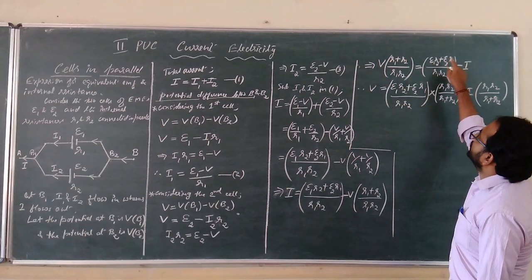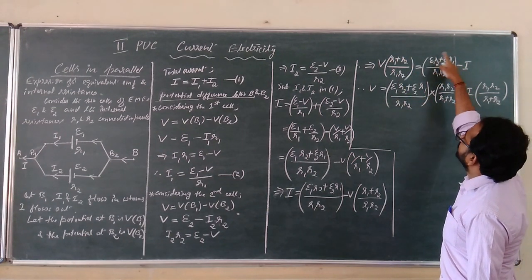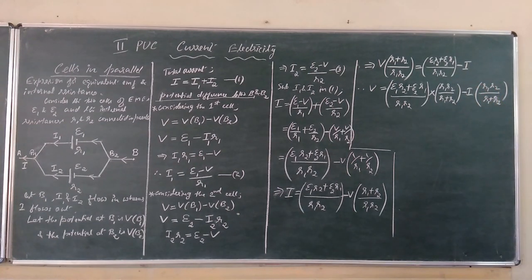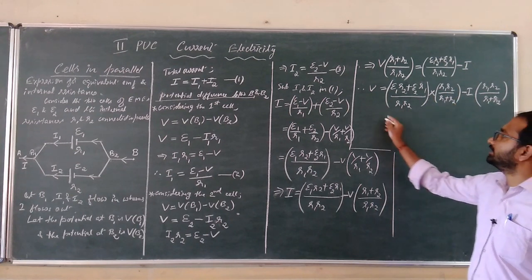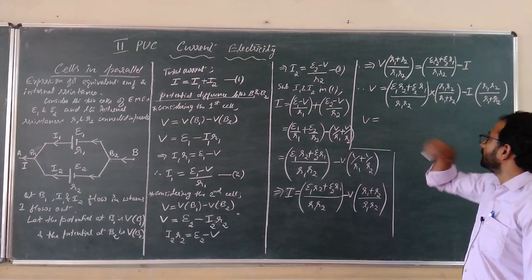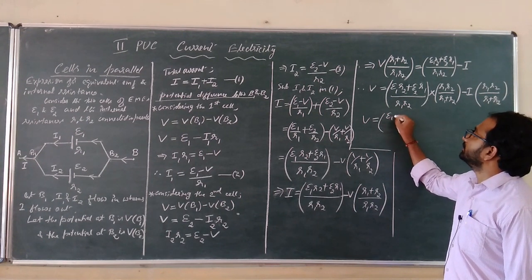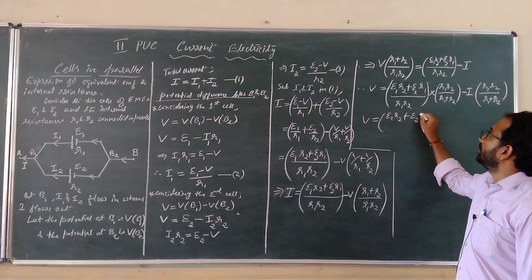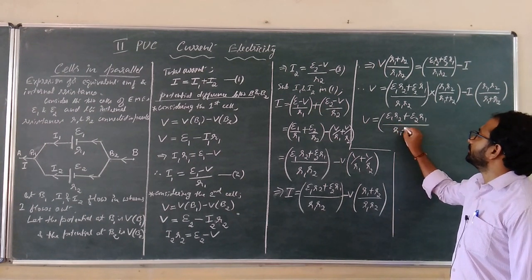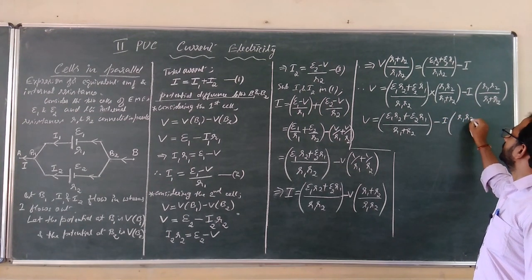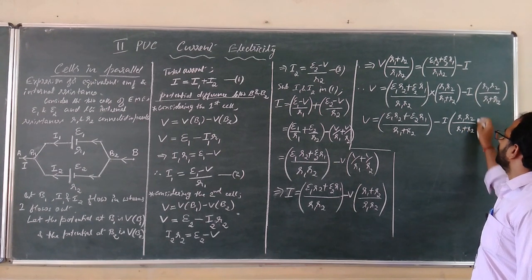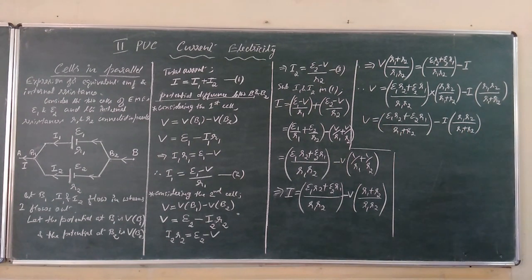This gets cancelled. You are multiplying R1 R2 divided by R1 plus R2 here also and here also, right? So here R1 R2 and R1 into R2 get cancelled. So therefore V is equal to (E1 R2 plus E2 R1) divided by (R1 plus R2), minus I into R1 R2 divided by (R1 plus R2). This is the expression for the terminal potential difference across those 2 points. Say this is equation 4.